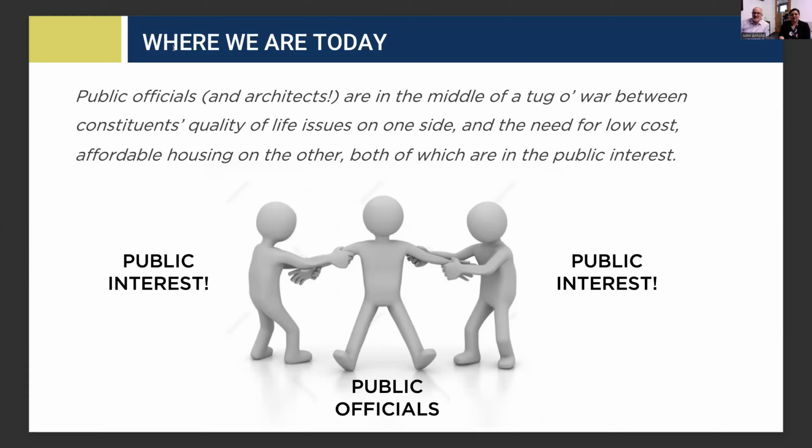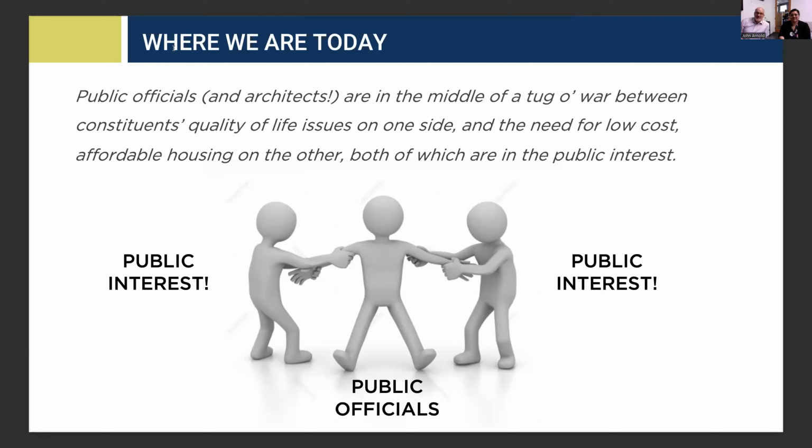Public officials and us architects, we're in the middle of a tug of war between constituents' quality of life issues on one side and the need for low-cost affordable housing on the other, both of which are identified to be public interests. Sacramento is acting in the public interest, trying to help solve the housing crisis. We know that a lot of planners have worked hard in their municipalities to fine-tune their planning codes and their design review processes, only to have Sacramento, like an elephant in the room, come down and squash prescriptions and really surprise everybody, with all the best intents.